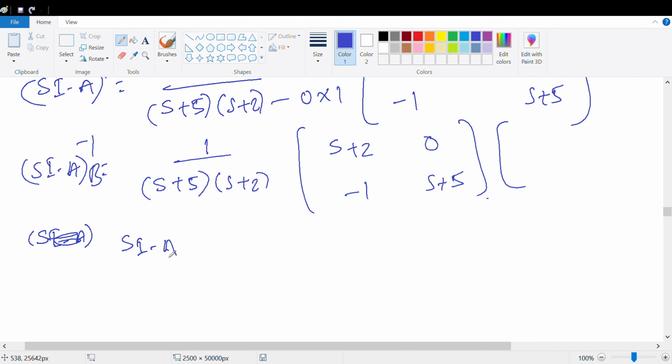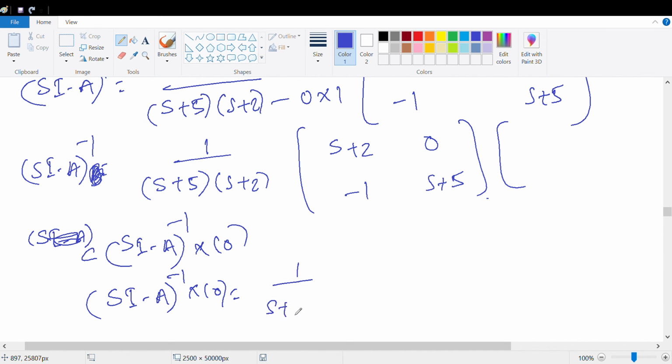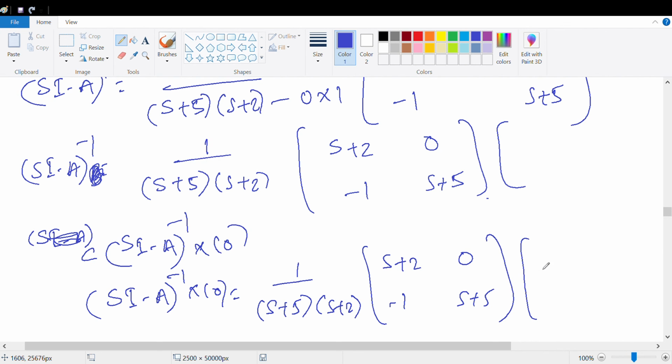sI minus a whole inverse into x of 0, and it is c, right? So we have sI minus a, first of all, sI minus a whole inverse into x of 0. Therefore 1 by (s plus 5)(s plus 2) times [s plus 2, 0; minus 1, s plus 5]. And x of 0 is [1; 0].